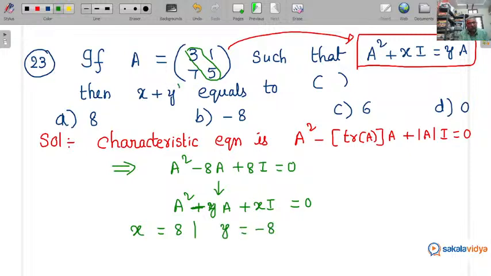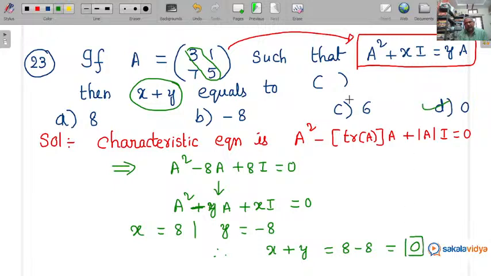Now what we are asked? X plus y we are asked. So very simple to find out. So therefore x plus y equals to 8 minus 8. So answer is 0. So D is the right option. Okay, you might have got an idea. Okay, let us move to next question now.